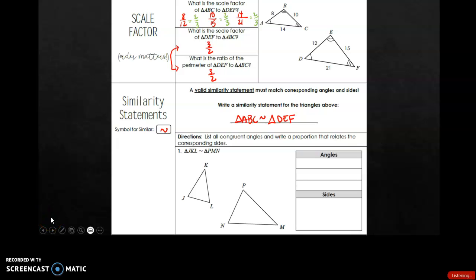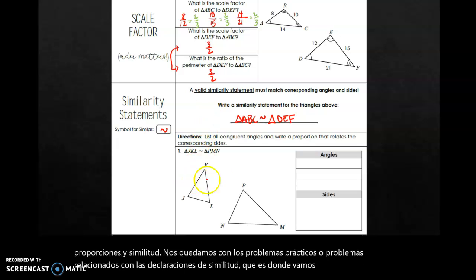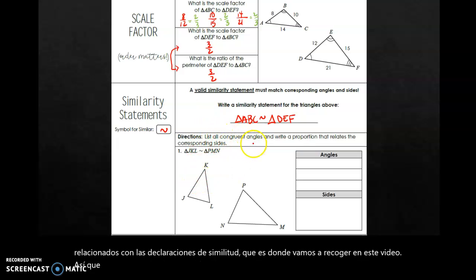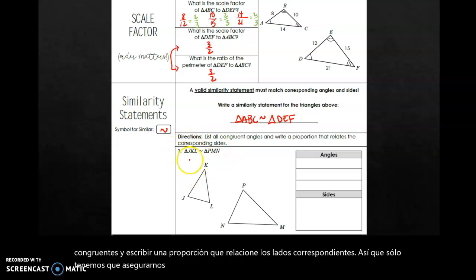All right, everyone. Right now, we're going to complete the notes on ratios, proportions, and similarity. We left off with the practical problems, the problems relating to similarity statements, which is where we're going to pick up in this video. Our directions in this question say to list all congruent angles and to write a proportion that relates the corresponding sides. So we just need to make sure that we refer to our similarity statement right here to match up our corresponding parts.